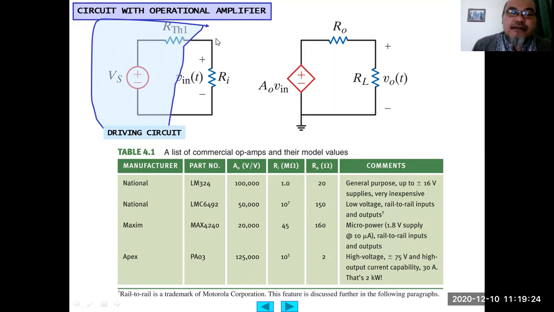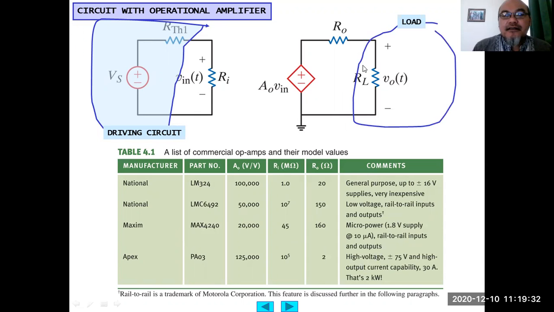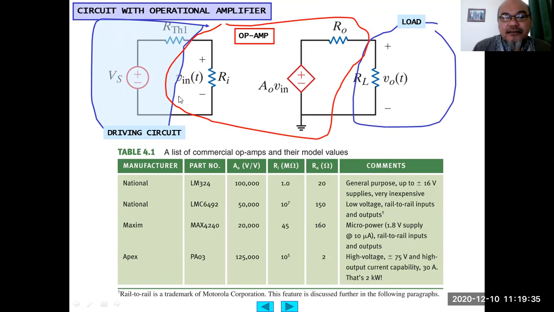So the left part here, the circuit that is connected to the op-amp, is called the driving circuit. This is the load, and the op-amp itself is this one, the part encircled in red. The input resistance Ri, and then the amplifier inside the op-amp, represented by the voltage dependent voltage source with a gain of A0 and connected to output impedance Ro. Then these are connected to the load.